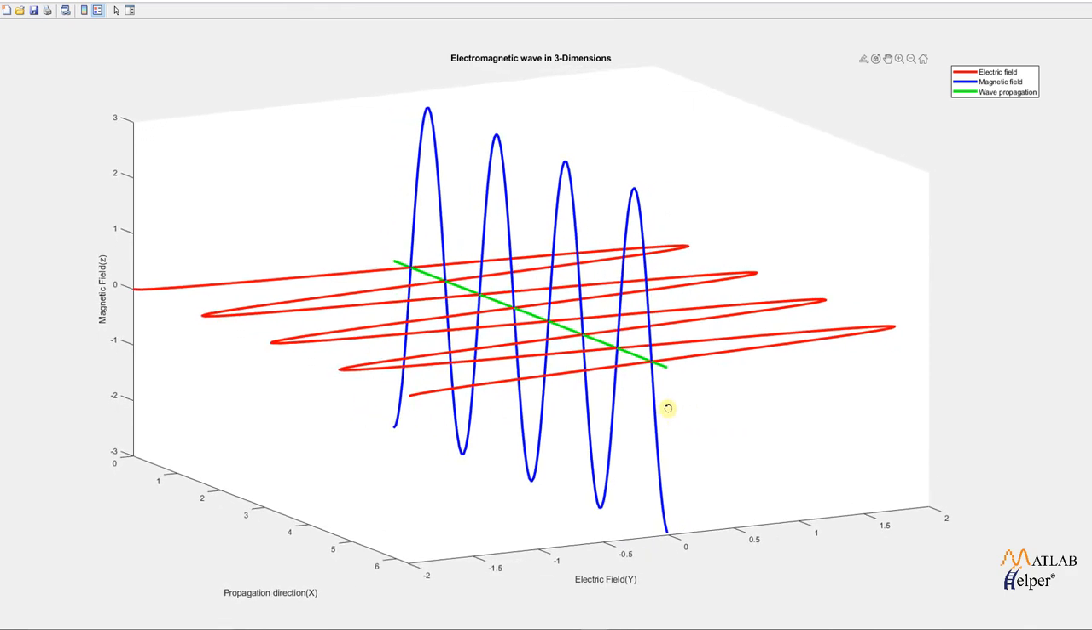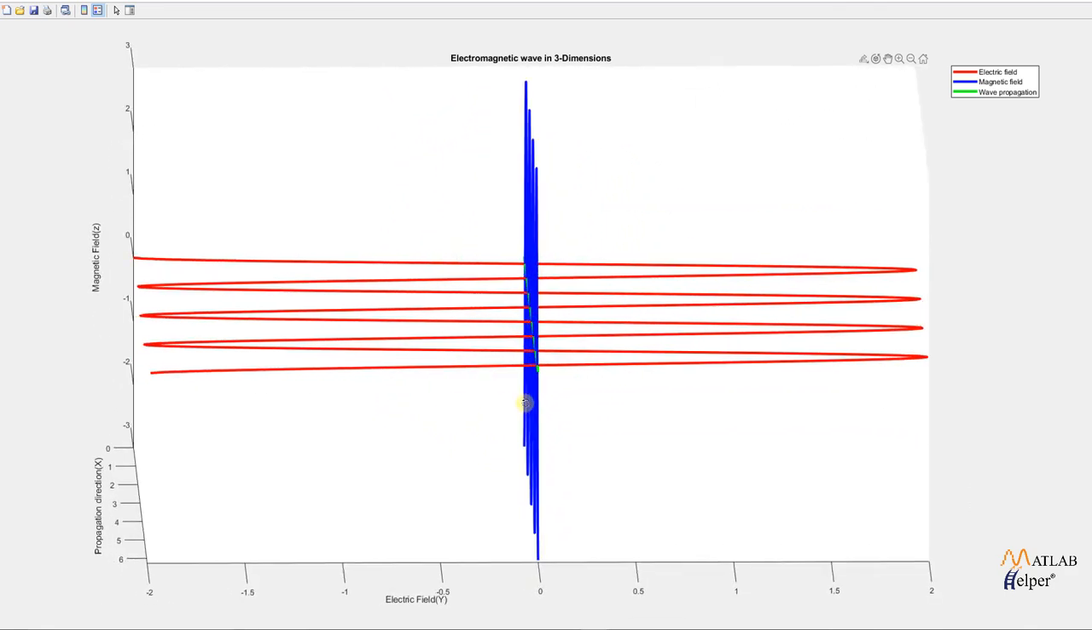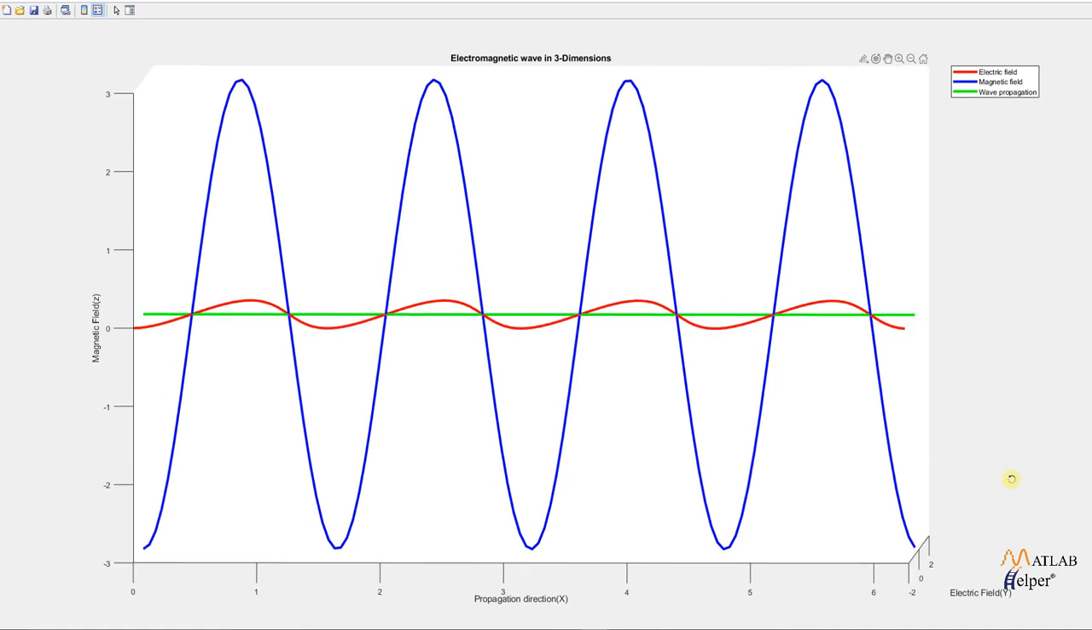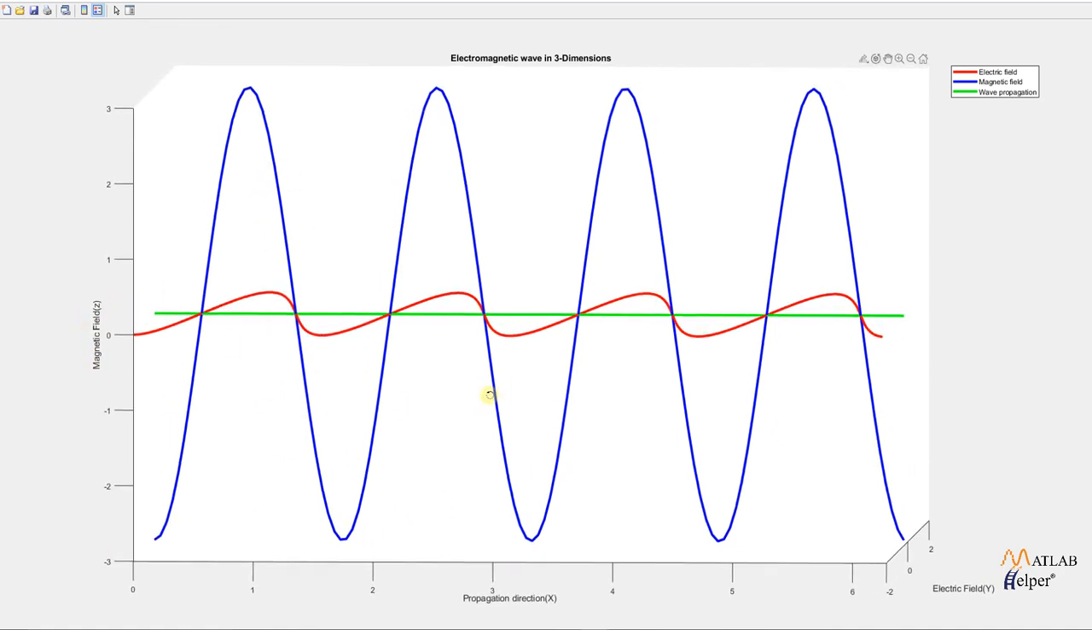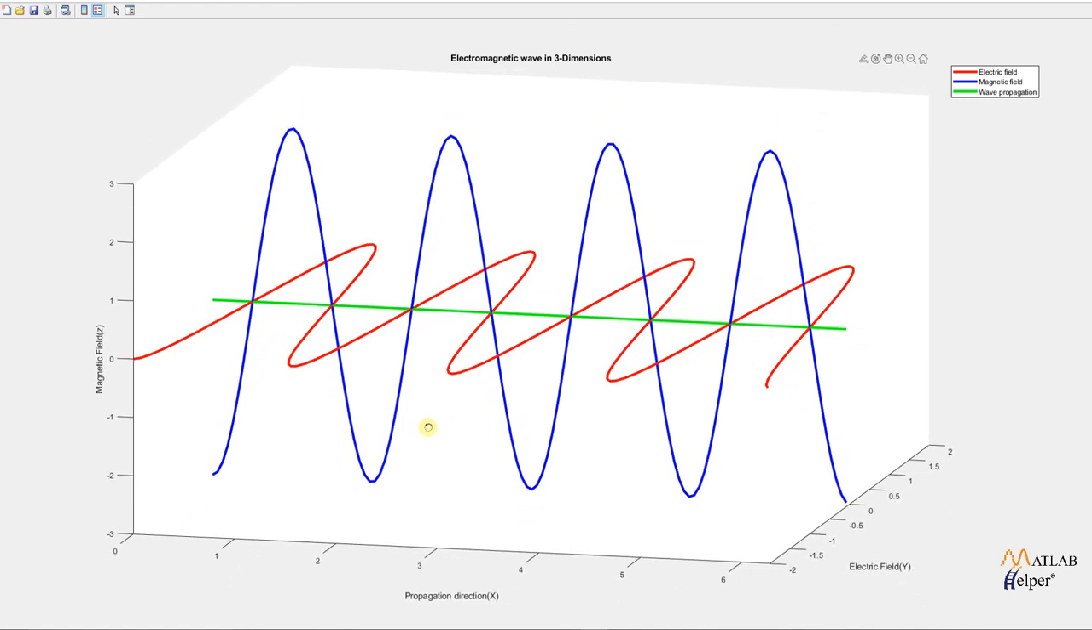Okay, in this 3D plot, we see that the red line, which represents the electric field, is a function of the y-axis. The blue line, which indicates the magnetic field, is a function of the z-axis. And finally, we can see that the result of both leads to the wave propagation in the x-axis as seen in this green line.